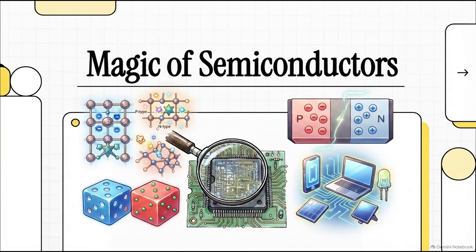Welcome to this explainer. Today, we're diving straight into the microscopic world of atomic impurities. We're going to explore exactly how N-type and P-type semiconductors are created, and more importantly, how they come together to create the electronic device functionality that powers, well, literally everything around us.